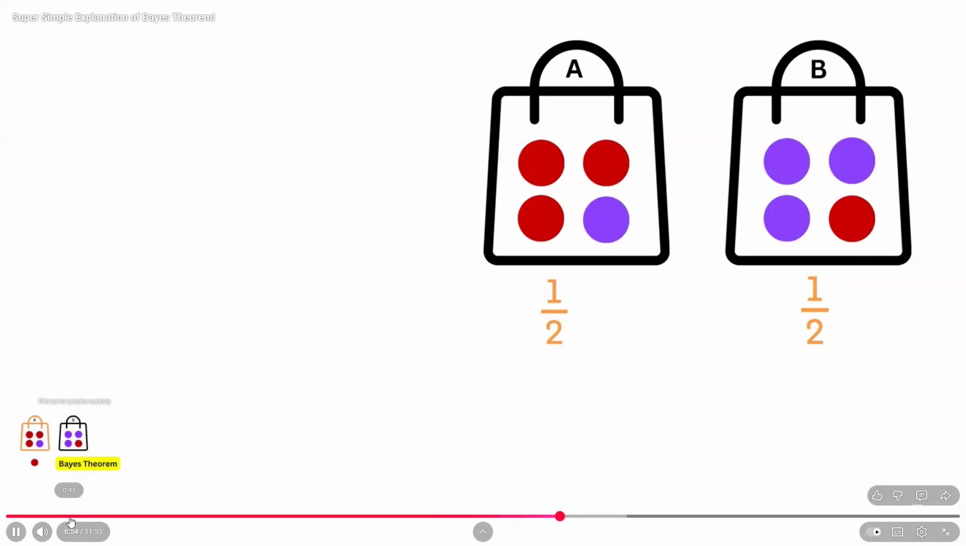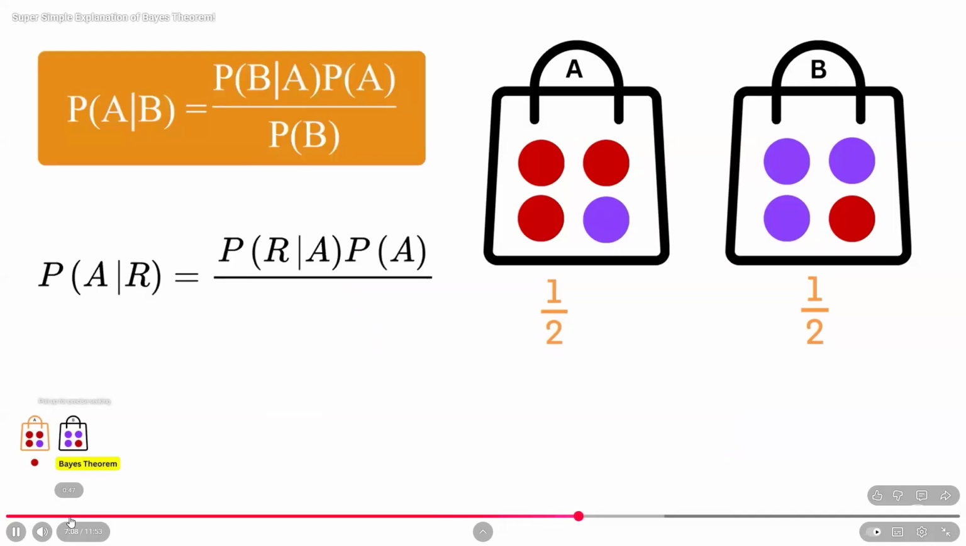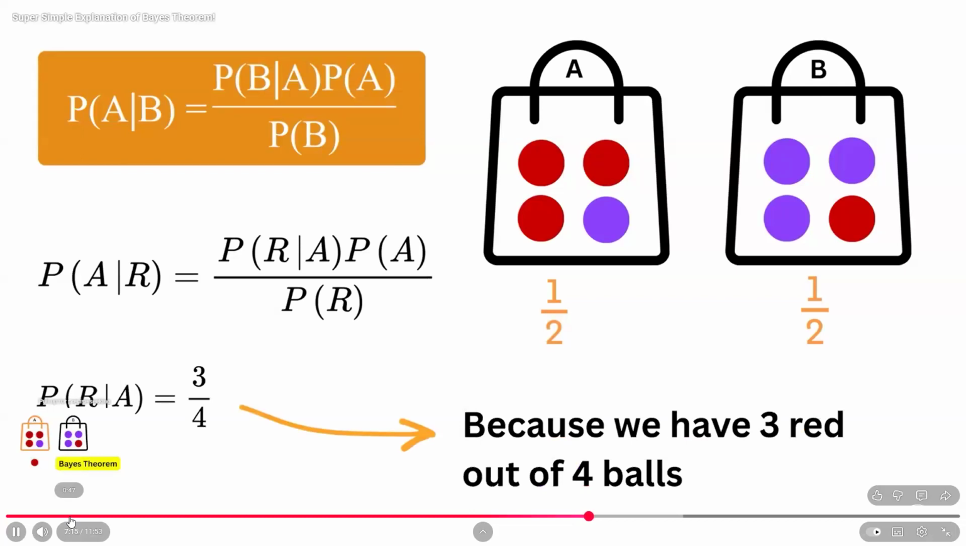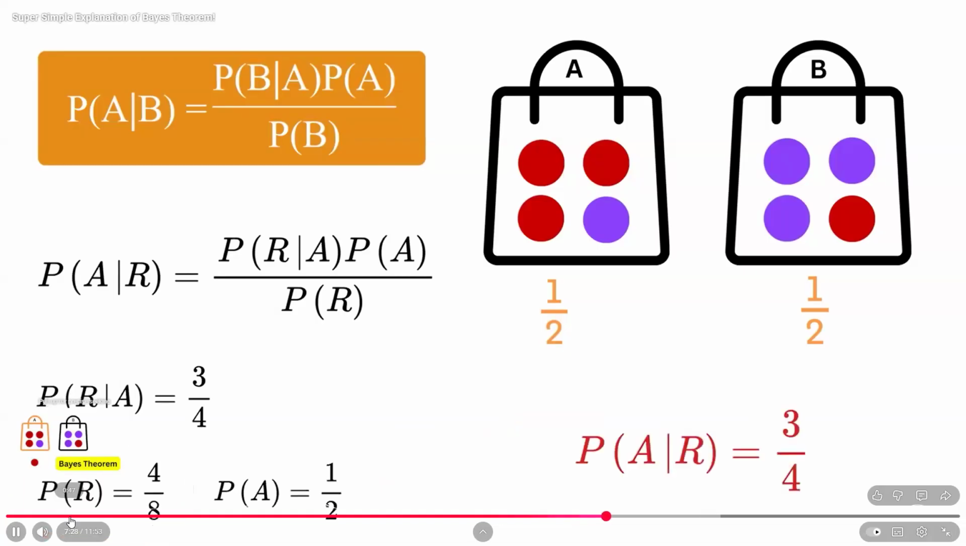Now, if we want to find the same using a formula, we apply Bayes' theorem. The probability of bag A given red is equal to the probability of red given bag A multiplied by the probability of bag A, and divided by the total probability of red. Substituting the values, probability of red given bag A is 3/4. Probability of bag A is 1/2, and the total probability of red is 3/8 plus 1/8, which is 1/2. So the final result is 3/4 or 75%.